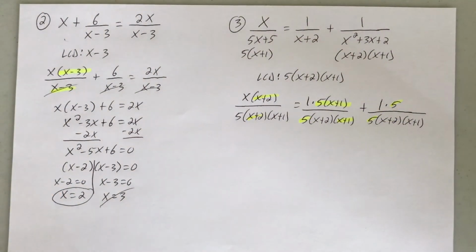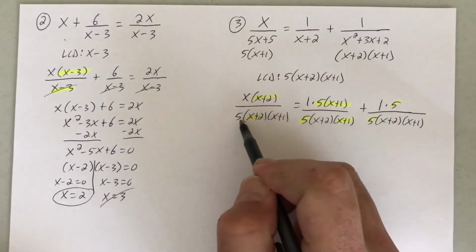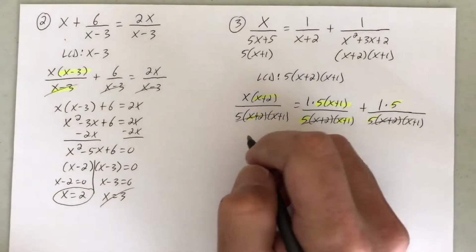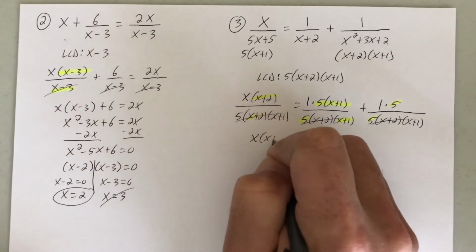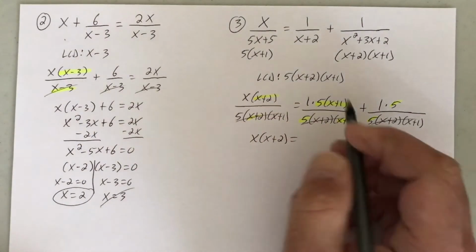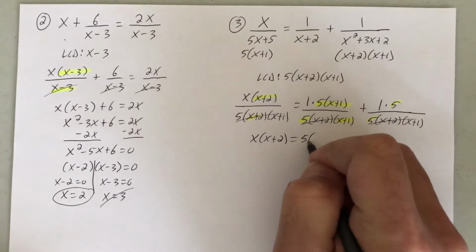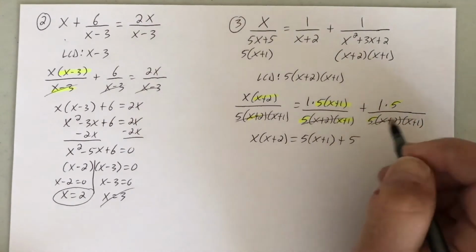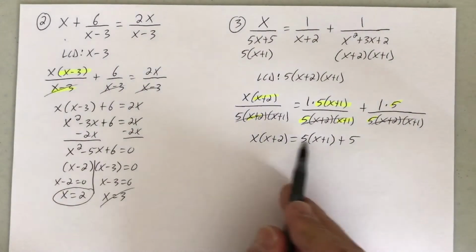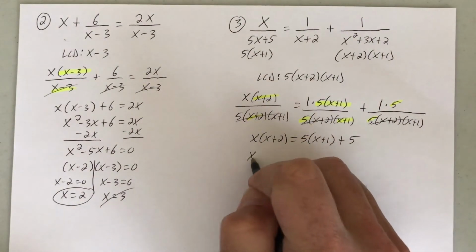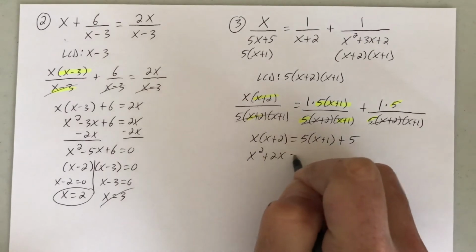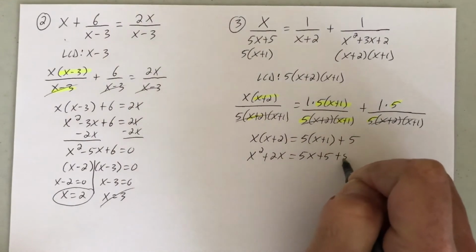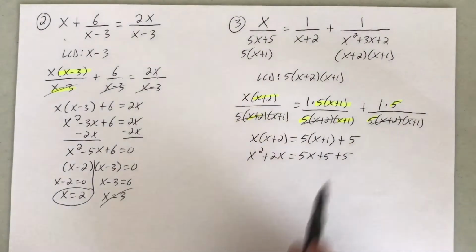So now we can go ahead and get rid of our denominator and use the numerators as the equation. So that's going to be x times x plus 2 is equal to 1 times 5 is 5. So let's do that right there. Plus, and then 1 times 5, of course, is 5. So now I'm going to do distributive property both here. So I get x squared plus 2x is equal to 5x plus 5. And then, of course, I got the plus 5 again right here.